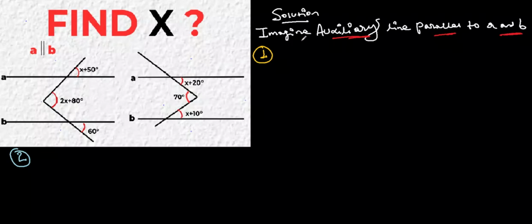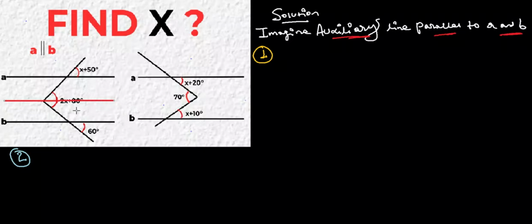The first thing you have to remember to solve this one is to imagine auxiliary lines parallel to A and B. You have to create an imaginary auxiliary line parallel to A and B, so it will be easy to solve it. So the first thing you are going to do is create an imaginary line. Assume this one is an imaginary line and it is parallel to both of them.